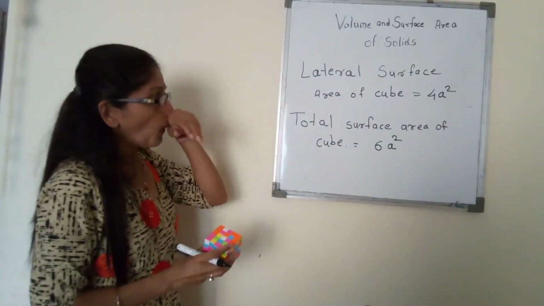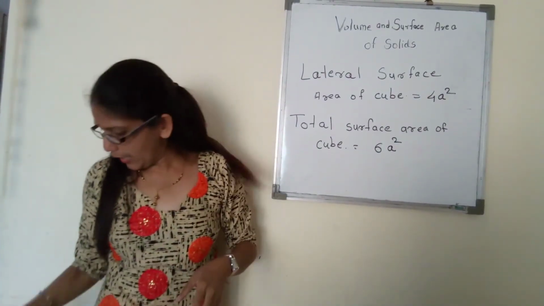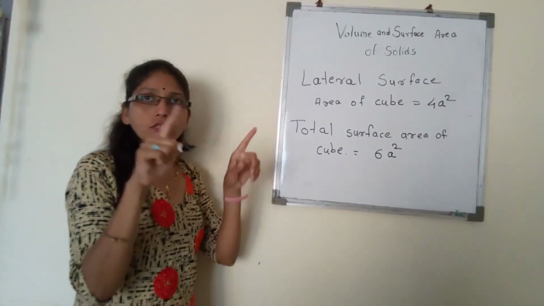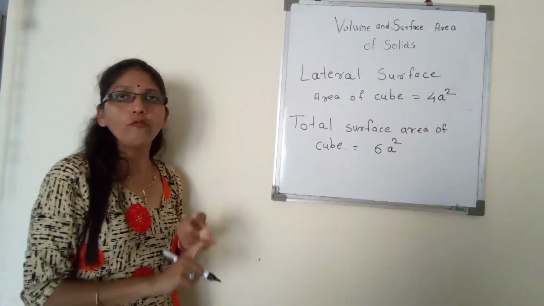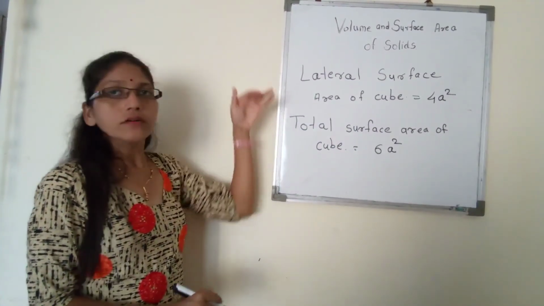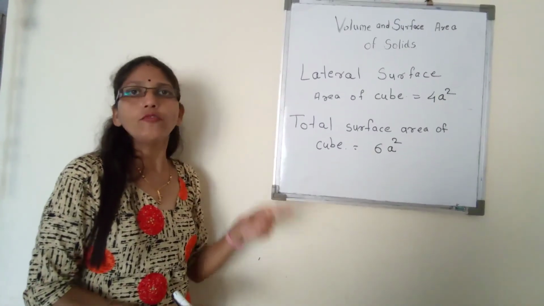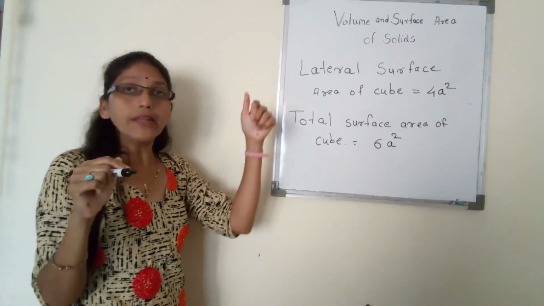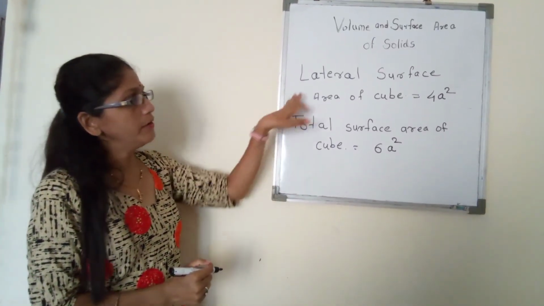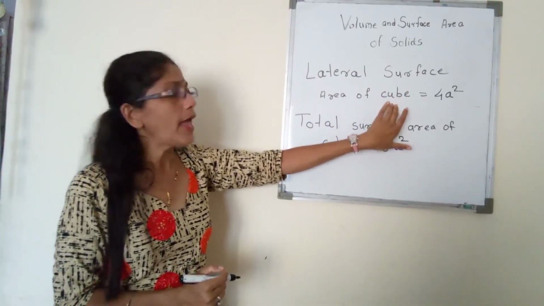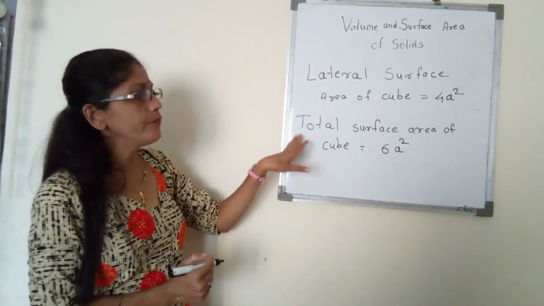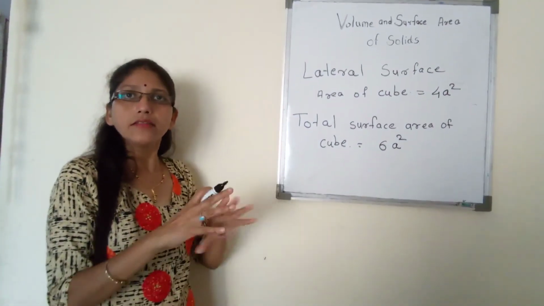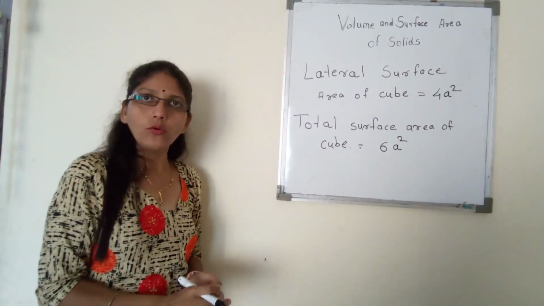So we have found the formulas here. First we found the area of the square. Then we found the formula of the diagonal of the square. Again we found the diagonal of the cube. Then we found the lateral surface area of the cube, and then the formula of the total surface area of a cube, and we have to apply these formulas in the sums. Okay, thank you.